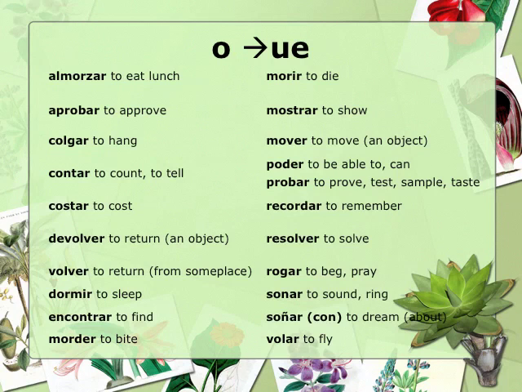Here is a list of your O to UE verbs. Some of these we've already seen before, like almorzar, dormir, encontrar, etc. Now, do not take the time to copy all these verbs down because you have a handout with these verbs on it. And since I'm not there, I can't give you that extra time to copy the verb list because we need to move on. So refer to your list that was handed out to you to see which verbs do stem change O to UE.